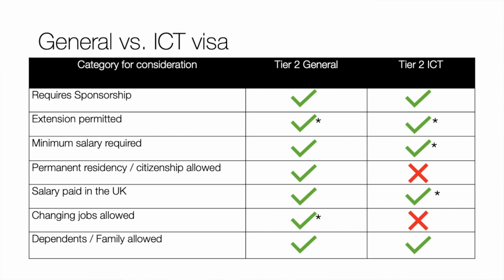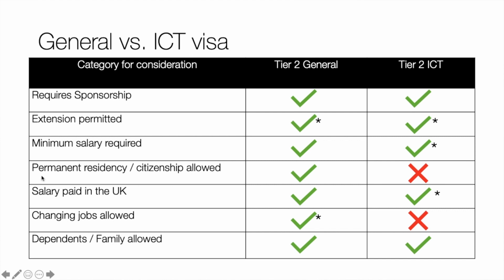I'm not going to go into quite a bit of detail on this, but the Tier 2 General Dependent and the Tier 2 ICT Dependent visas, if you've got a spouse and they want to work in the UK whilst you're here in the UK, they can. And they have a lot more flexibility than you in terms of being able to find any job with some sort of restrictions, but they can find jobs and they can change jobs if they want to whilst they're in the UK with you. So that kind of summarizes the view on the key differences between the visas.